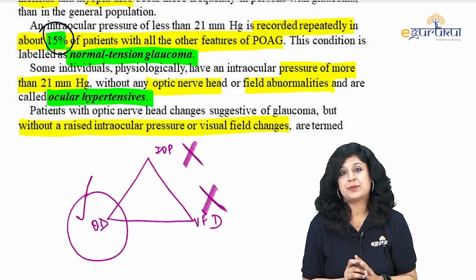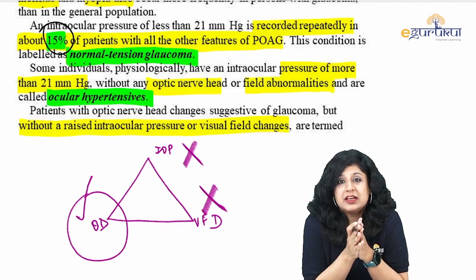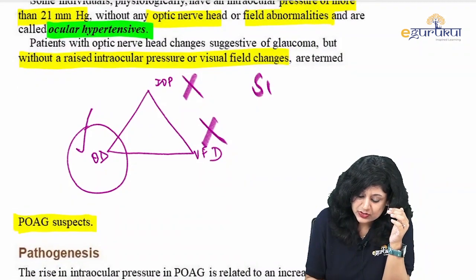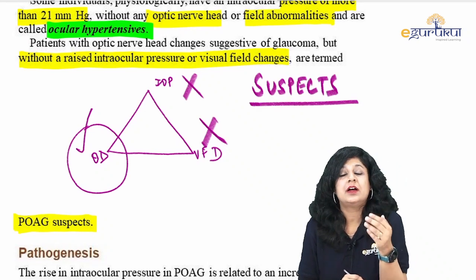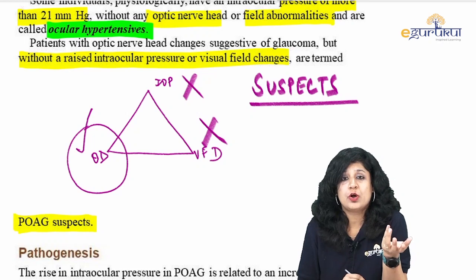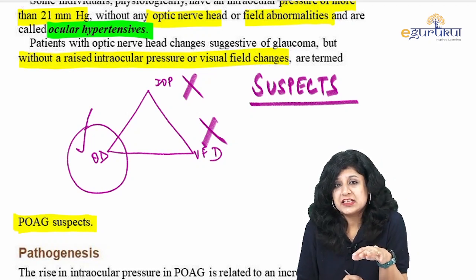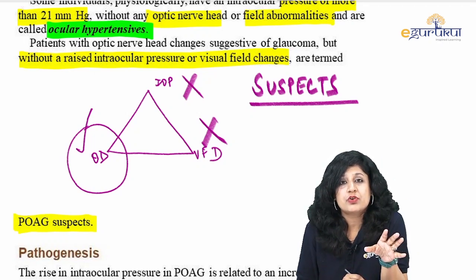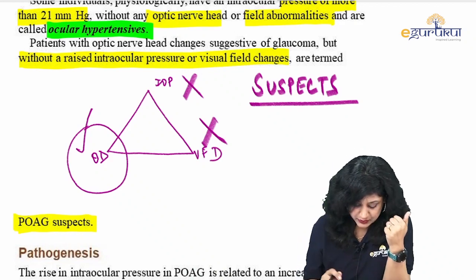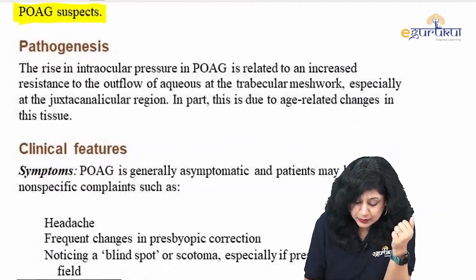Now what to say about these patients? We have discussed the other thing. Then they say that these patients are the suspects. If I have optic disc changes which are very, very evident of glaucoma, then I will say that these are suspects because they do not have a raised intraocular pressure, they do not have the visual field defects. Alright. Now let us talk about the pathogenesis.